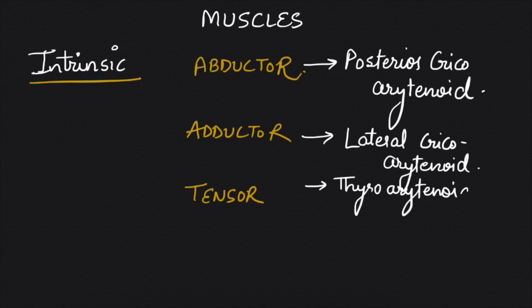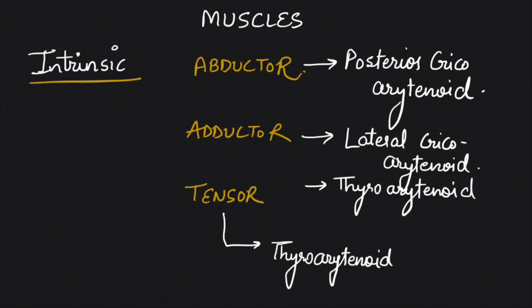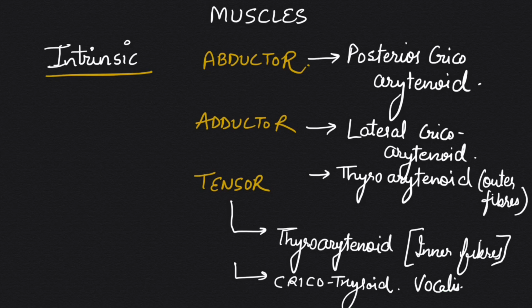But the lateral part of thyroarytenoid has two types of fibers, the medial and the lateral ones. Then the tensor, we have again the thyroarytenoid, but this time the medial fibers, the inner fibers, because outer fibers are working as the adductor. So this is what we also call the vocalis muscle. Other than this, we have cricothyroid muscle.